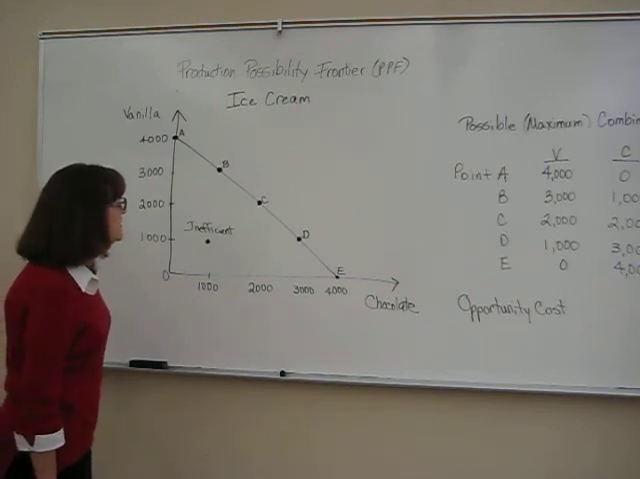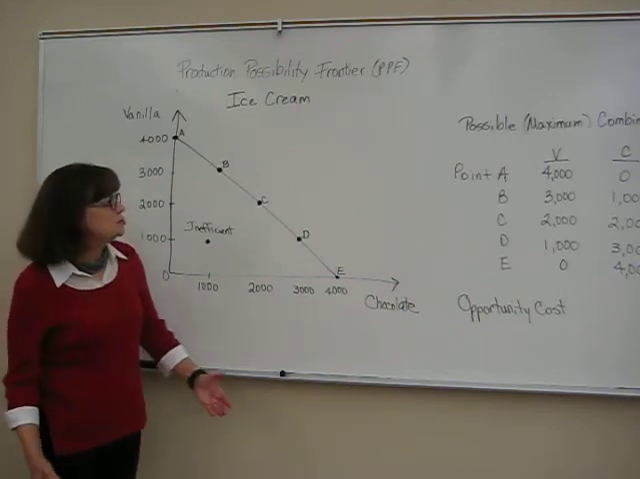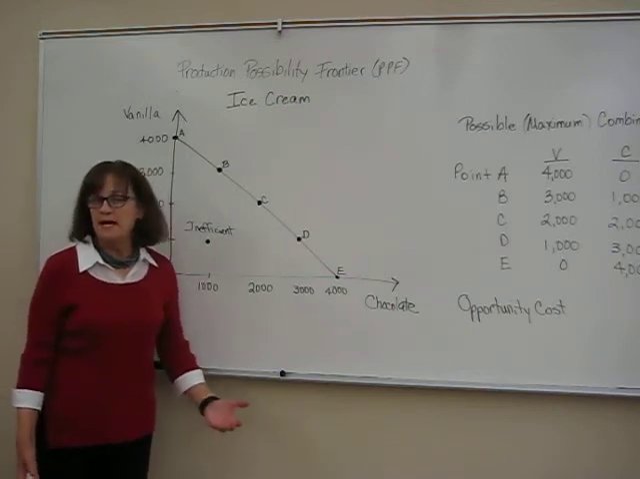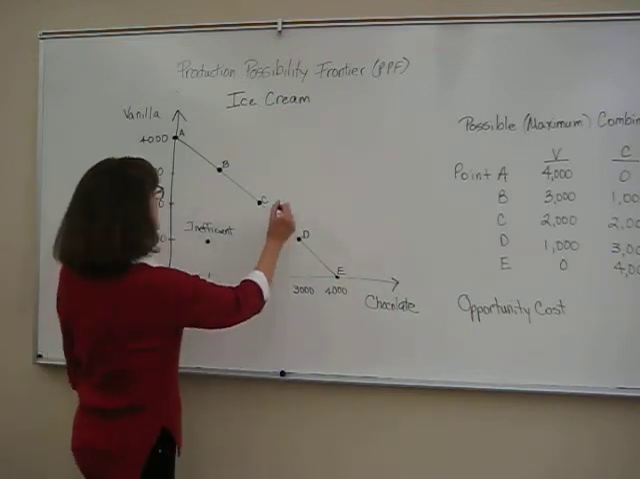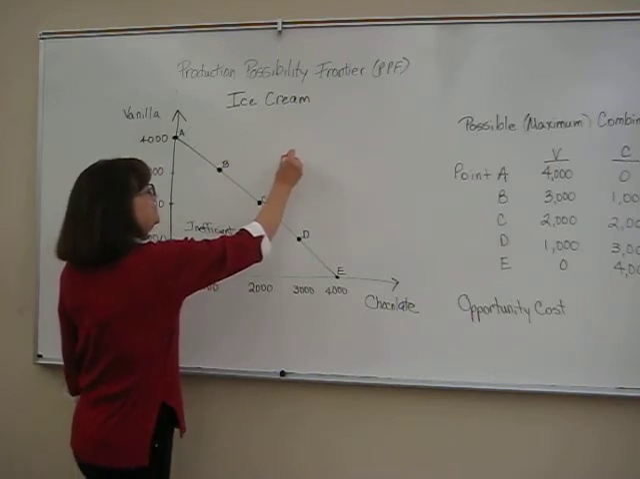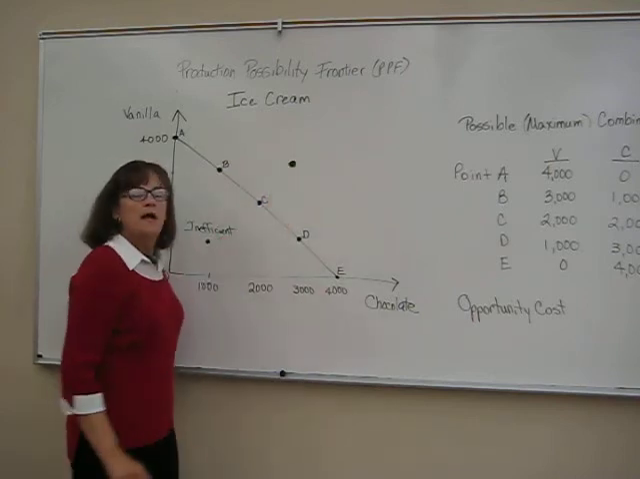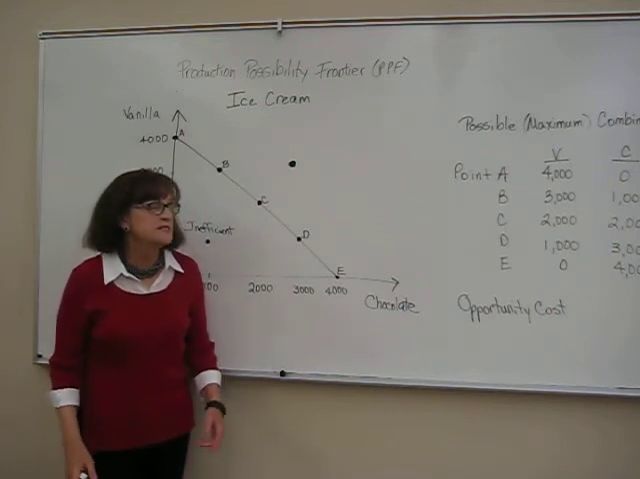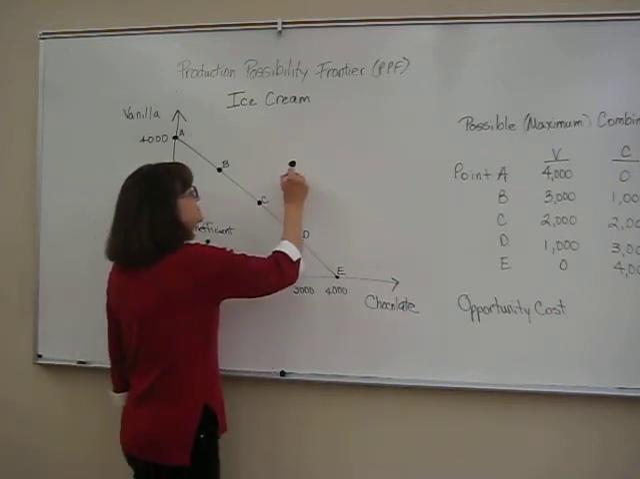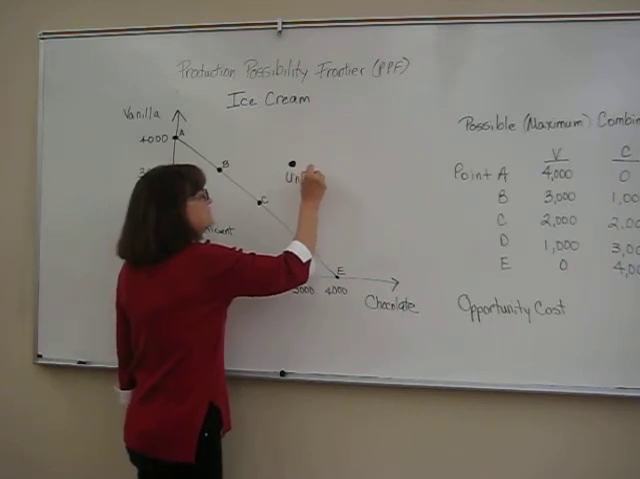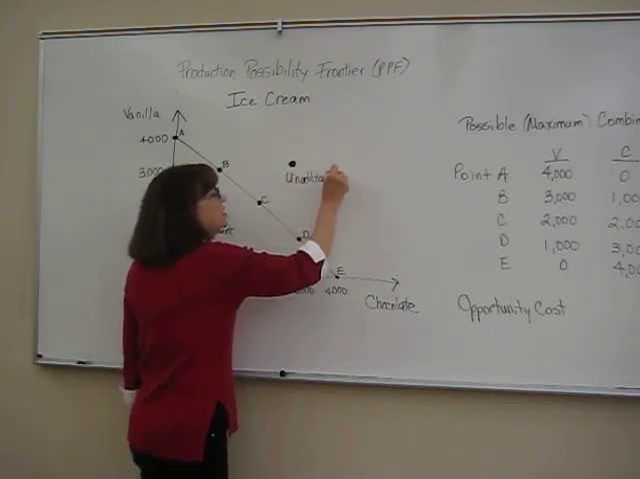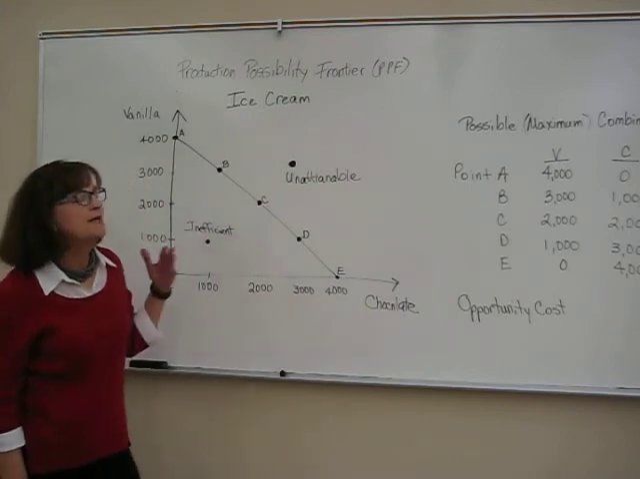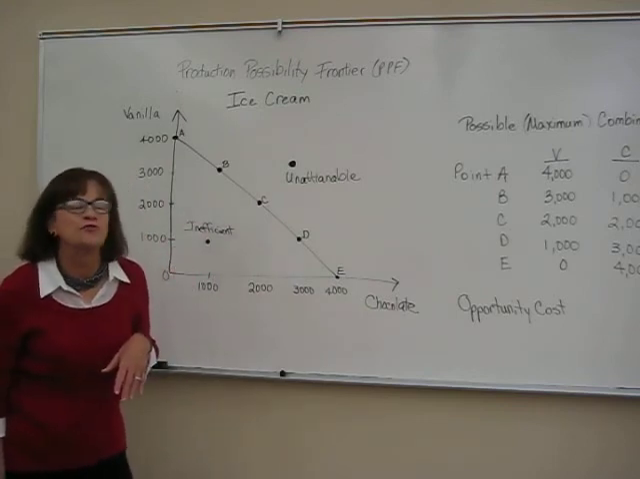Would the ice cream factory like to produce 3,000 gallons of chocolate and 3,000 gallons of vanilla? Possibly, but that would lie out here. And they can't get there with their current set of resources. That is unattainable. All points outside the production possibility frontier are not attainable with their current set of resources.